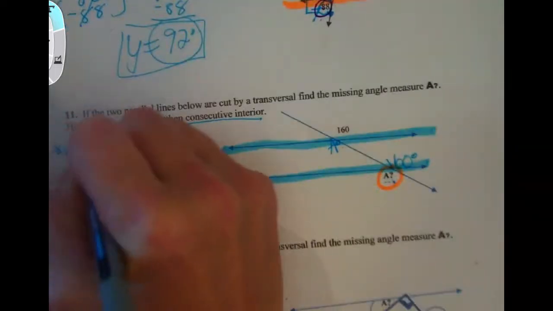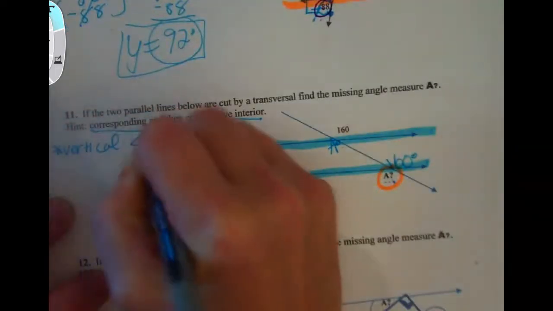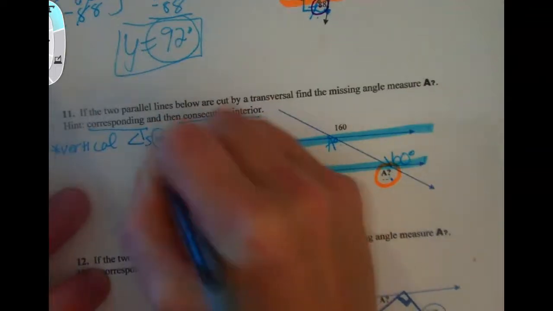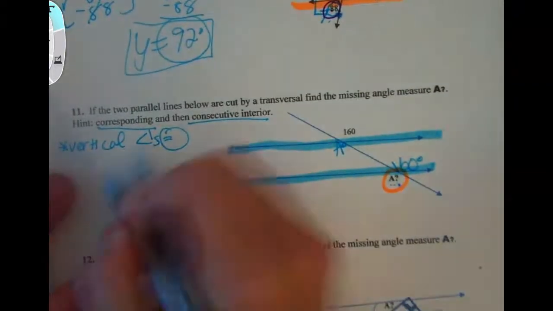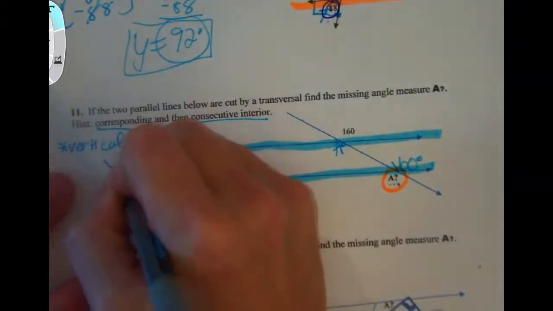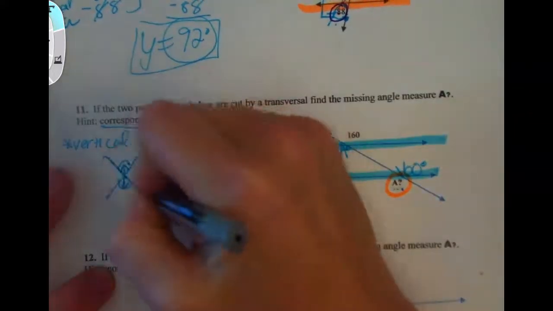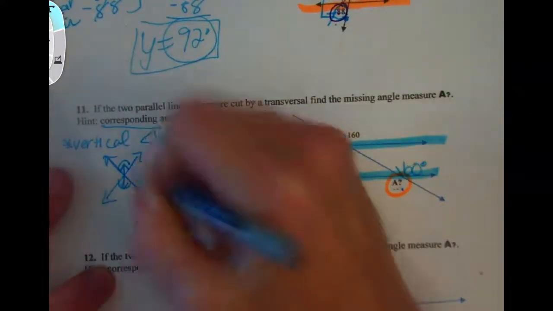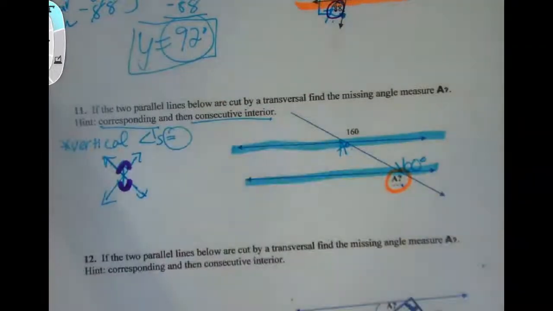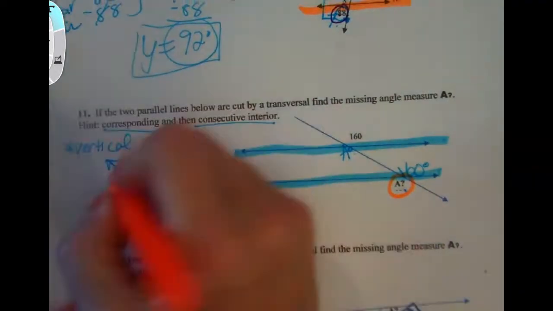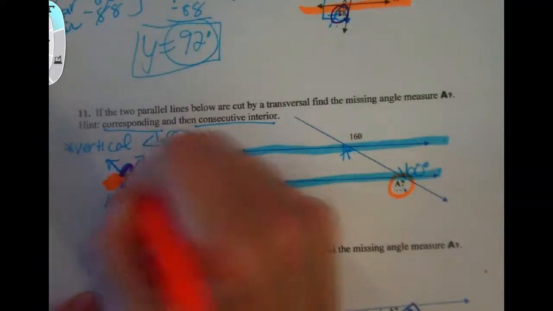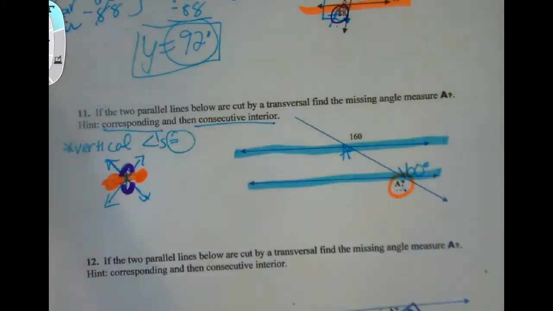Remember vertical angles? They're equal. Vertical angles look like this. They're across from each other. Sometimes we say they're kissing because they do touch, but they're across from each other. So this one is the same as this one. And then if we had two others, these two could be the same too. This one and this one. So we could use vertical angles as well.